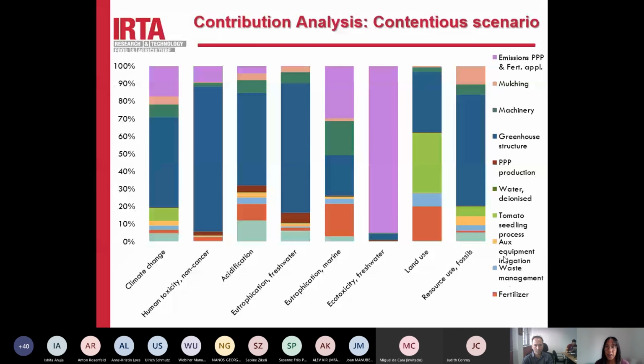So here we have what's called the contribution analysis of each process in the contentious scenario. As seen in the legend on the right, we have all the processes in the production of tomatoes. This is one way to see what the hotspots are in the system as a whole by looking at how much they contribute to each category. The major hotspots include the greenhouse structure in blue, especially steel production, which contributes across all categories.